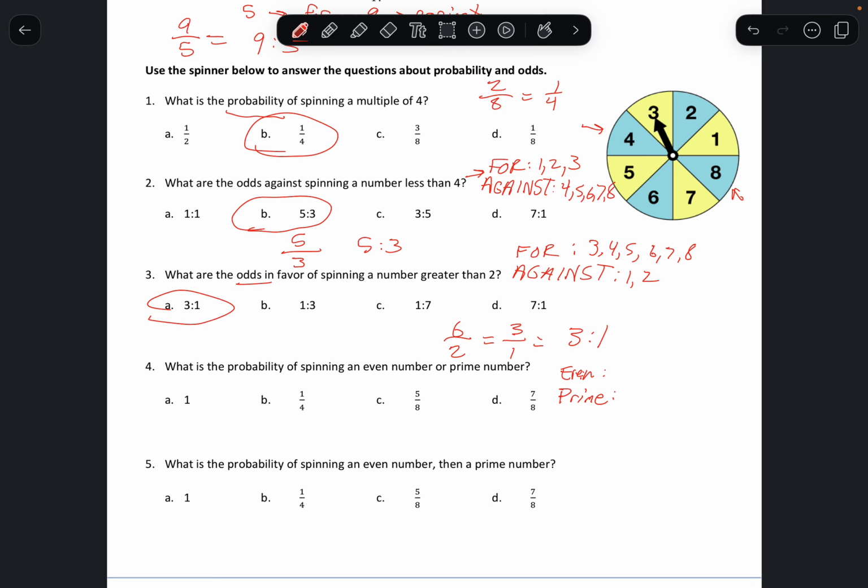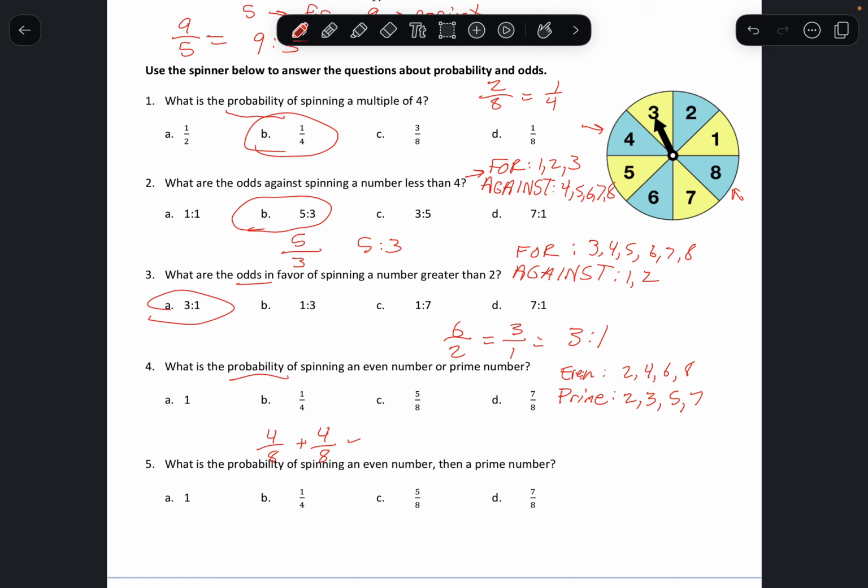Okay, so even numbers here would be 2, 4, 6, and 8. Prime numbers would be 2, 3, 5, 7. So the probability for an even number would be 4 options out of 8. Again, we're looking at probabilities, so it's favorable over total. Plus the probability that it's prime. There are also 4 primes, so 4 out of 8 plus 4 out of 8.